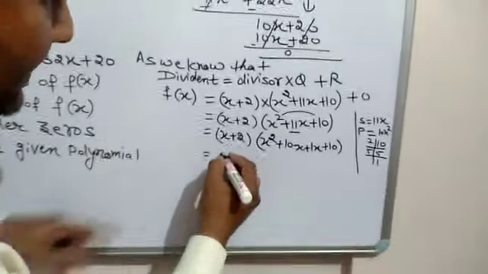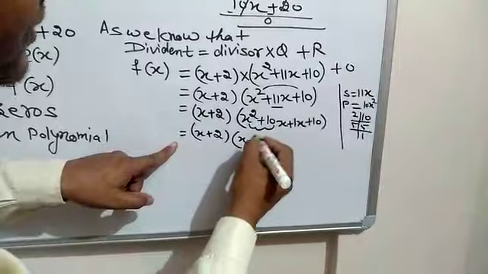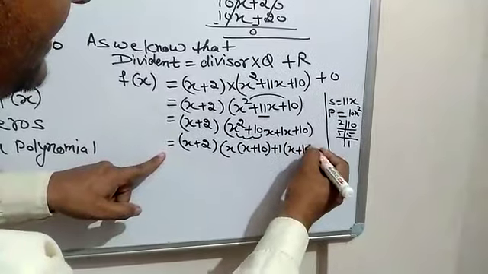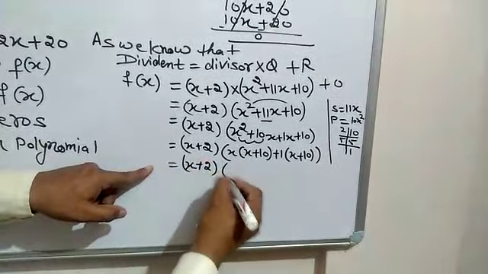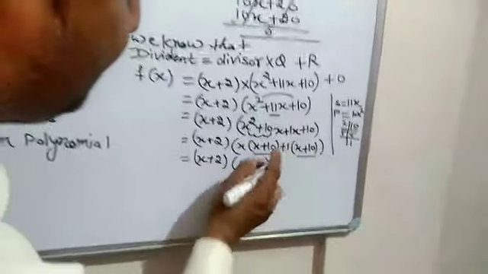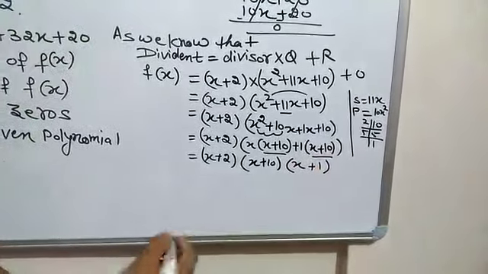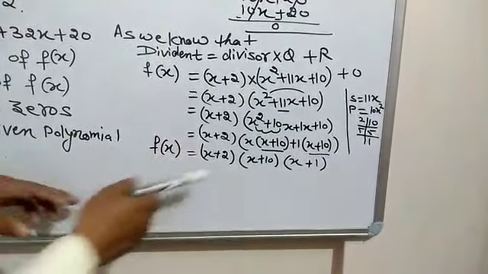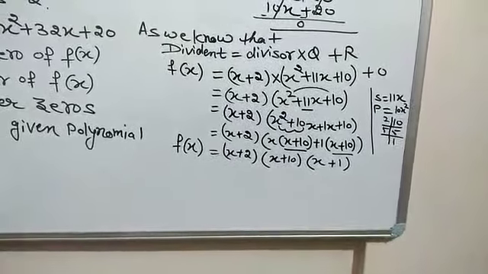So here we have x plus 2 into, out of these two, I am taking x common: x plus 10, and plus 1 I am taking here as well, x plus 10, close the bracket. It equals x plus 2, students, and then x plus 10 is again common, so we have x plus 10 outside, x is there, plus 1 is left. So f of x we can write in the form of factors as x plus 2, x plus 10, x plus 1. These are the factors of the given polynomial.